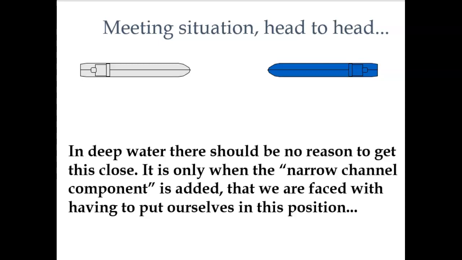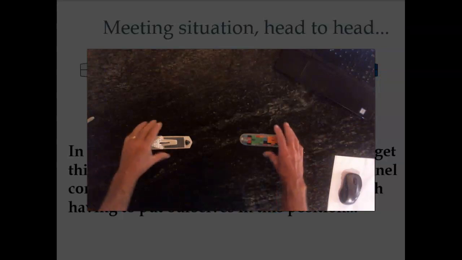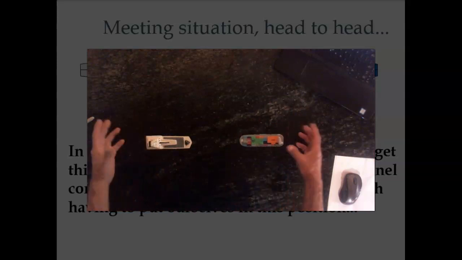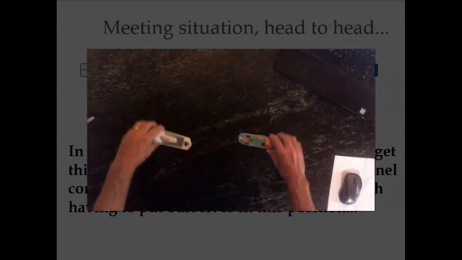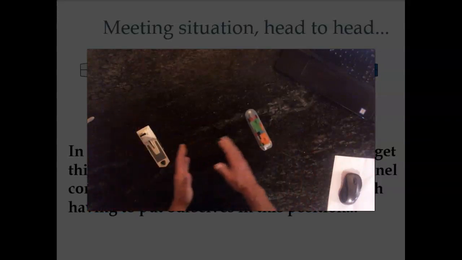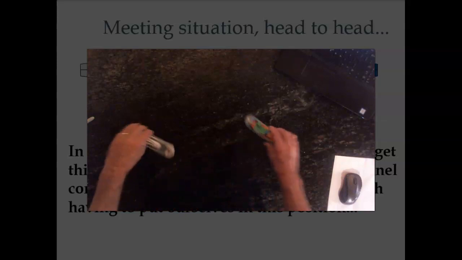Now, if you're in deep water, there should be no reason why you would get this close. It's only, of course, when you're in a narrow channel component, and when that is added, we are faced with having to put ourselves in this position. There's just not room for us. Let me illustrate that differently. So here are two ships, you've got plenty of water all around, you're in the big ocean, and they shouldn't be in this position. Obviously, they should be something like this, and they're going to pass by each other with a very, very safe margin. There would be no interaction between the ships.